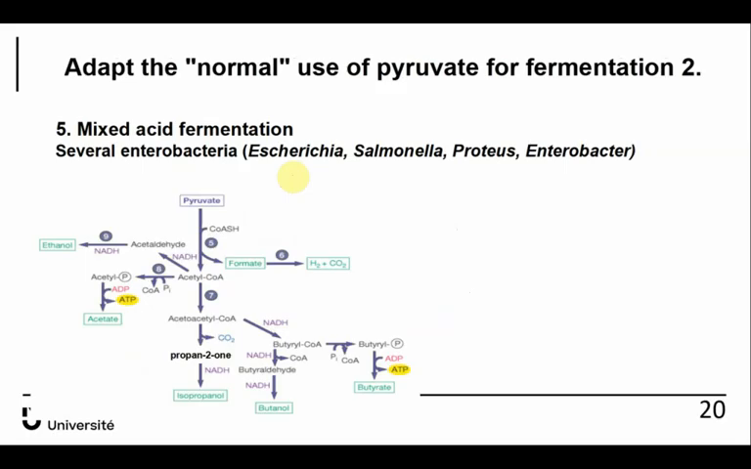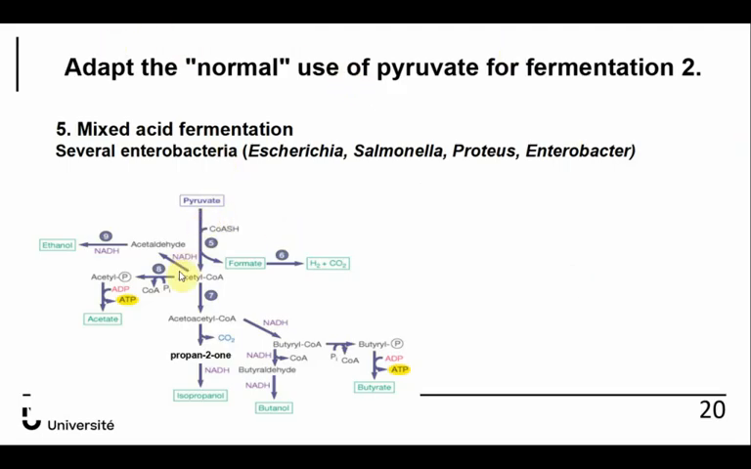Now the last one is mixed acid fermentation, which is very, very common in a lot of gram-negative enterobacteria. Once again, these bacteria are facultative anaerobes, so they can perform respiration when oxygen is present. Okay, so once again, with mixed acid fermentation, it all starts from pyruvate.